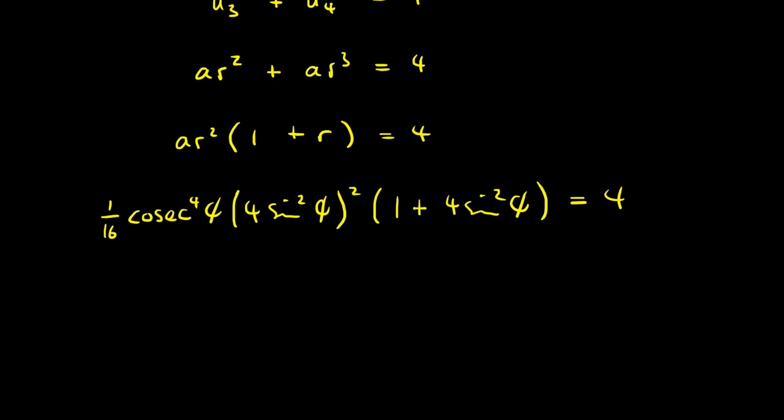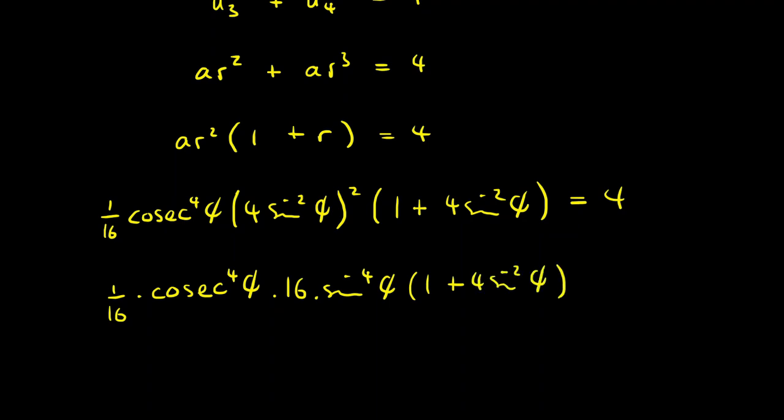Okay, well, let's expand this out. So we've got 1 upon 16 times by cosec to the power of 4 phi. If we expand this whole thing, then we're going to get 4 squared, which is 16, times by sine to the power of 4 phi, right? Because sine squared squared is sine to the power of 4. I think this is going to be the place where people are going to make the most errors. I think they'll forget to square the 4, right? So just be extra careful there. Times by 1 plus 4 sine squared phi is equal to 4.